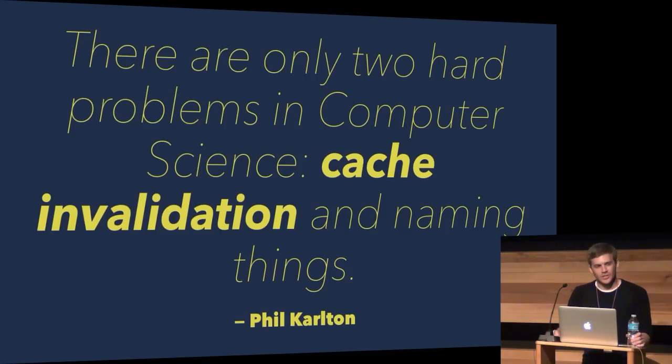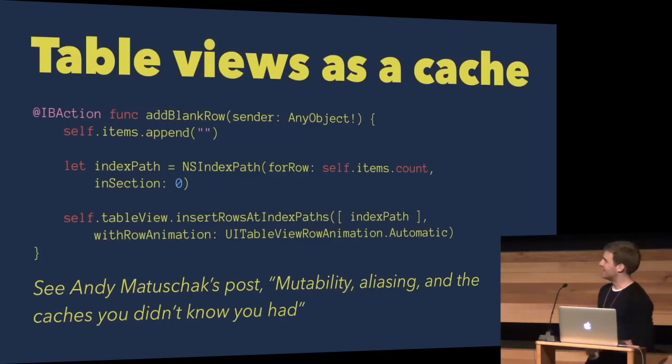And in a GUI application, user interaction means having to recalculate or invalidate a whole bunch of different states. Like, the user taps a button, you need to do something in reaction to that button, and suddenly you're invalidating all this other stuff that you thought you knew. Andy Matyshak has a good example of this. He describes mutability and aliasing as kind of the same thing.